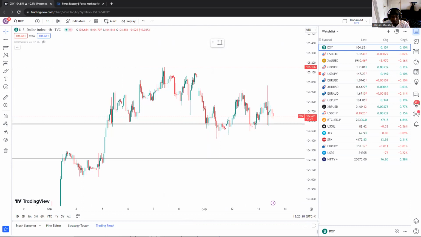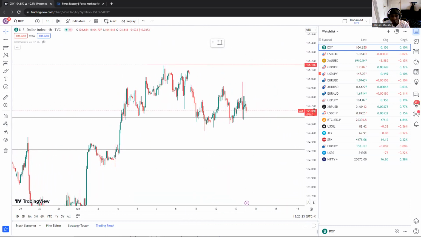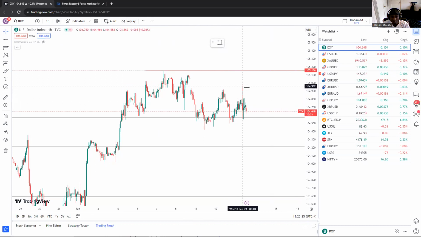So what does that mean? I still think that the dollar is overall bullish. I think this move was just a lot of people taking their profits and things of that nature. But I think the overall move to the upside is still valid, even though we had this massive wick followed by this massive downward pressure, right?